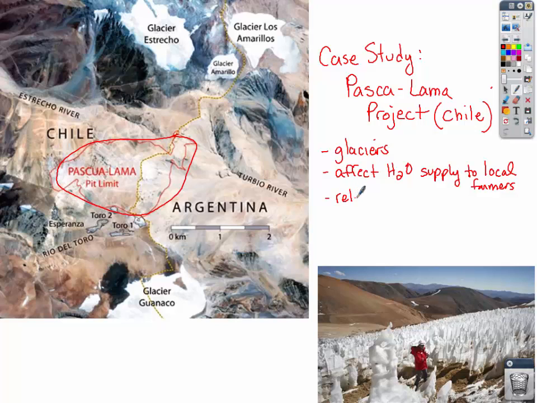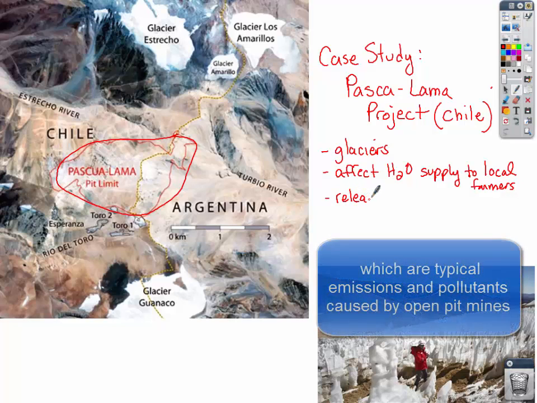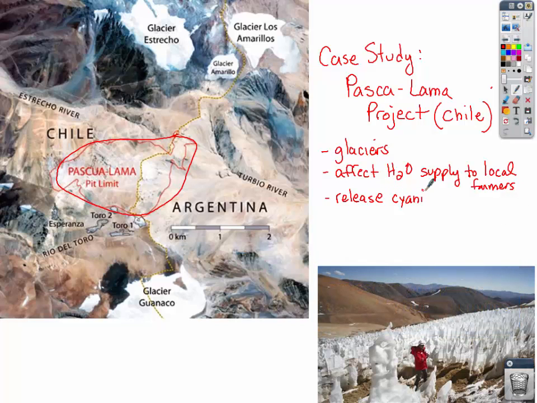This mine also has the potential to release things like cyanide, mercury, and sulfuric acid into rivers. But projects like this provide jobs, and that goes a long way, especially in developing countries. So the project has not been approved by the government of Chile. There's a lot of controversy behind this project. There's also a lot of struggle to find the funding to pursue it. So it's on the back burner as of right now.